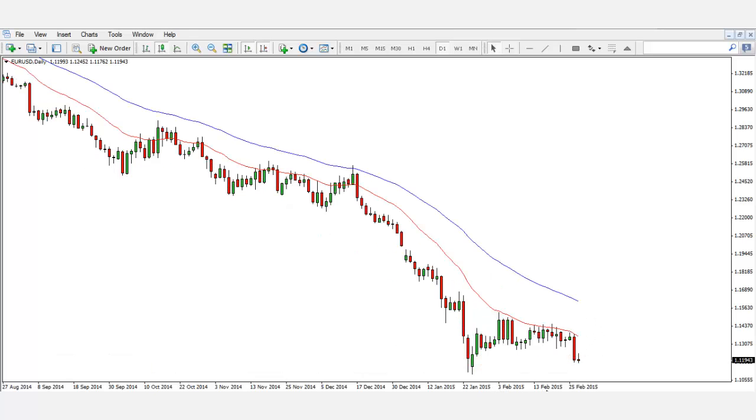Looking back at the Euro Dollar, similar theme. Price tested under the 50 once, twice, thrice. The fourth time it touched the 50 and bounced off. The fifth time it didn't even make it to the 50, just bounced off the 20. Same for here as well, touched the 20 and bounced off. This gives you an idea of how much strength or weakness there is in a particular currency pair.